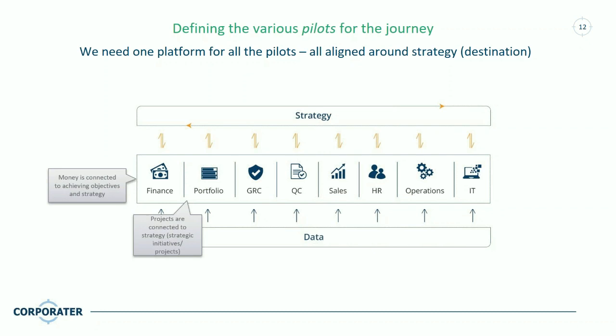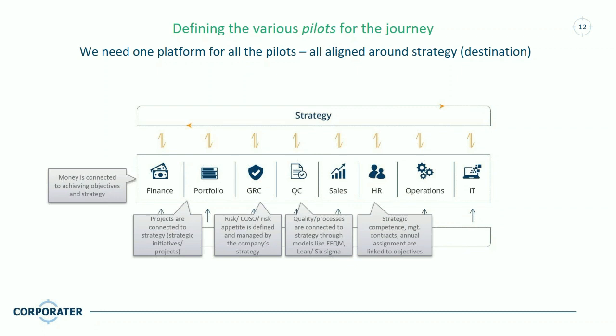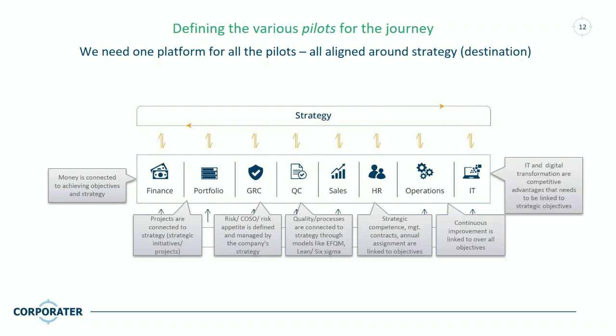The same with the project portfolio manager. He or she needs to connect to the strategy and make sure that we are actually doing the right things. Risk, compliance, and risk appetite is also defined and managed by the company's strategy. Quality processes are connected to strategy through frameworks like EFQM, Lean, Six Sigma, etc. Competence management and annual assignments are also linked to the objectives that the company would like to achieve. Continuous improvement is also linked, and IT and digital transformation are competitive advantages that also need to be connected.